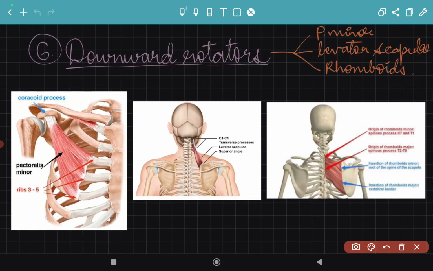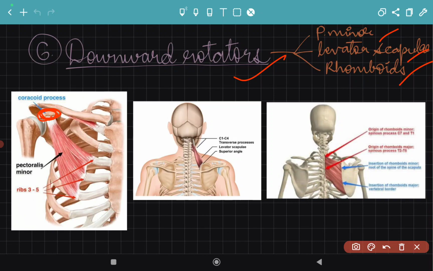So, downward rotators of the scapula are pectoralis minor, levator scapulae and rhomboids. Let's have a look just at the attachment of those muscles over scapula. So, pectoralis minor is attached at coracoid process of the scapula and does downward rotation of the scapula.